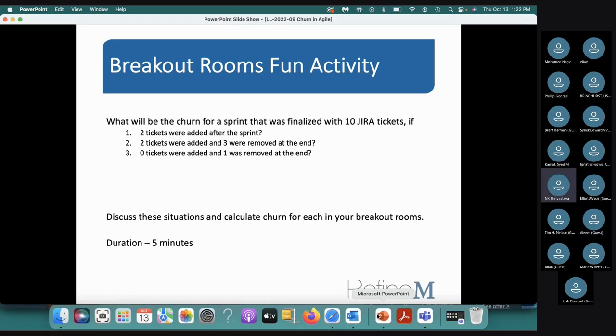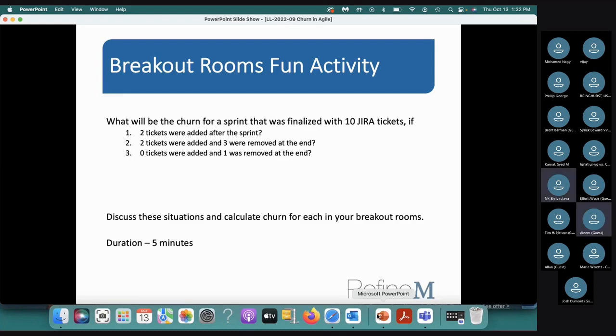So let's take number one. We started with 10 Jira tickets. And if 2 were added to the sprint, what will be the churn? So what will be the churn if 2 were added? Anybody? It'd be 17%. Somebody said something. I did not hear that. 17%? Yeah, 16.6, right? About, yeah. Right? It is 2 by 12, right? Everybody on the same page? Is anybody getting any different result?